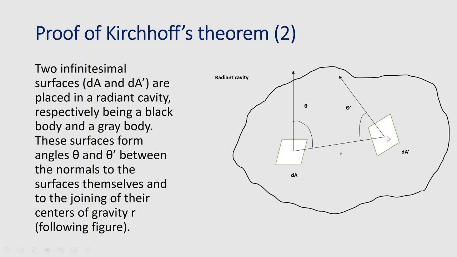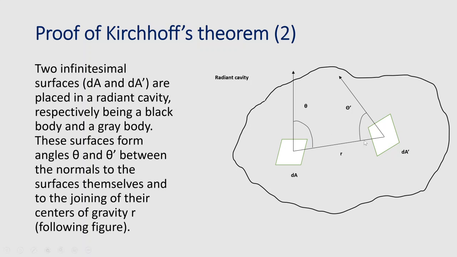For these two infinitesimal surfaces, dA, we said, is a very small piece of a black body, so that means alpha is equal to 1, and then, of course, rho is equal to 0. Again, dA is opaque, so tau is equal to 0. dA1 is a gray body infinitesimal surface, opaque again, so tau is equal to 0, but rho is more than 0 because it's not a black body, and of course alpha is less than 1.